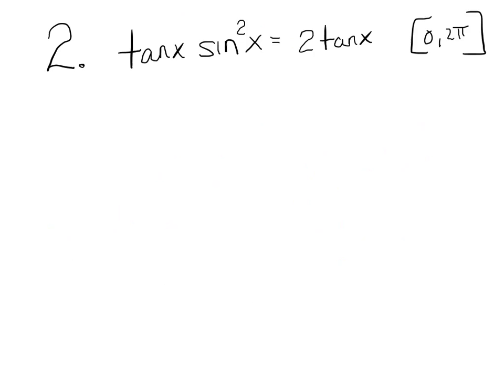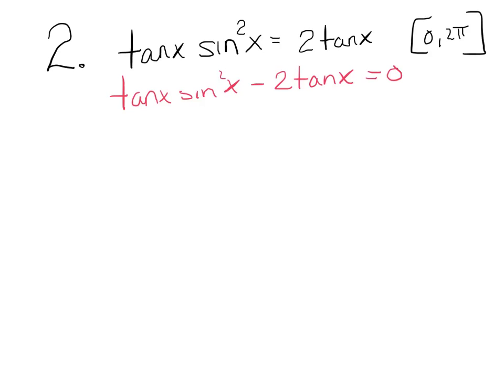Tangent x times sine squared x equals 2 tan x. And again, you'll notice they gave us this nice domain 0 to 2 pi. Okay, now what's the difference between yesterday's lesson and today's? Well, we have these squared terms. These are quadratics, of course, which tell us we want our equation to equal 0. So I'm going to bring all this junk to one side. So tan x sine squared x minus 2 tan x equals 0.